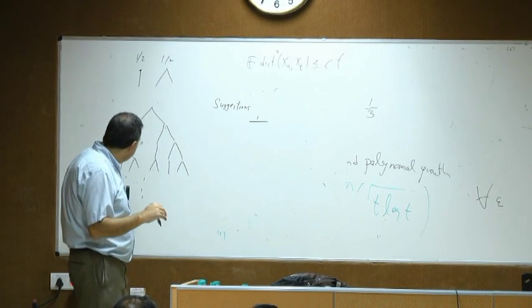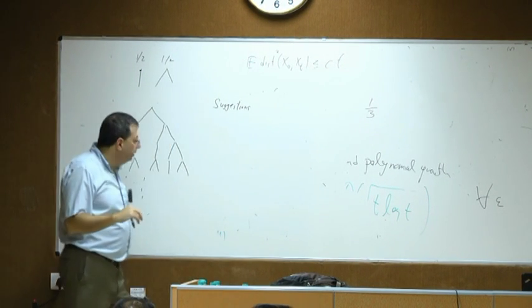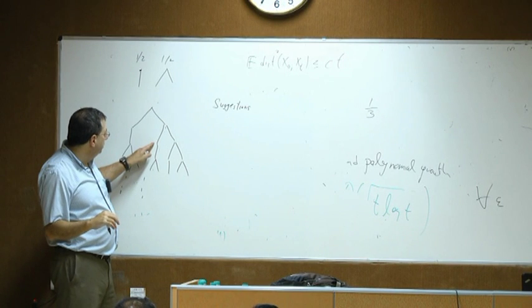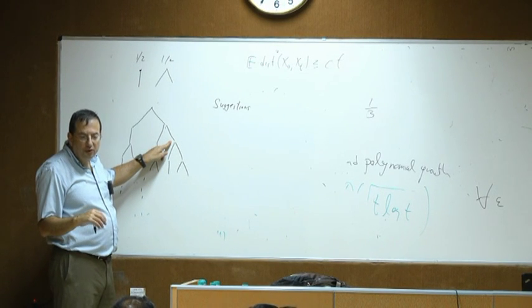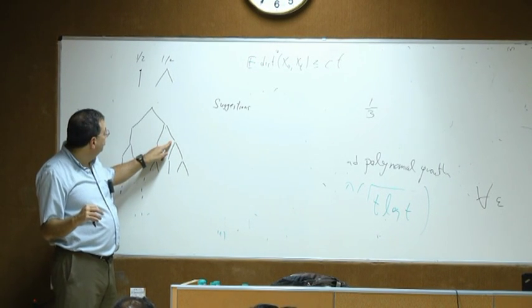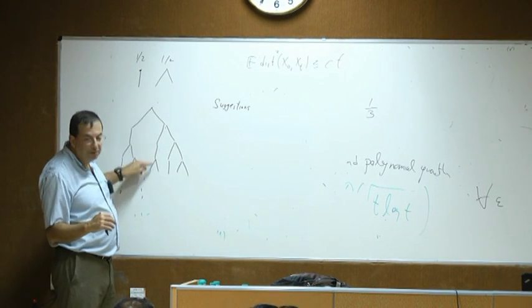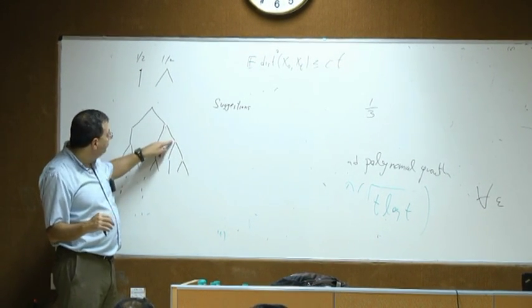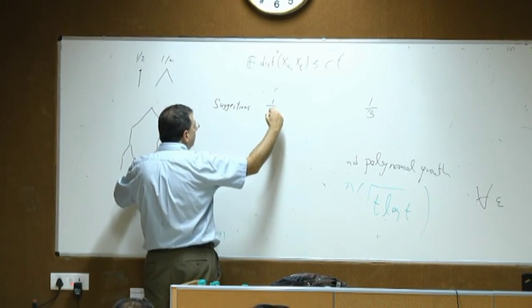Now, one idea says, if you look at this tree, half of the vertices have degree 3 and half have degree 2. So with probability half, the drift is going to be 0. If you're at this vertex, the drift is 0, equally likely to go up and down. If you're at this vertex, the drift is 1/3. So one suggestion is 1/6.